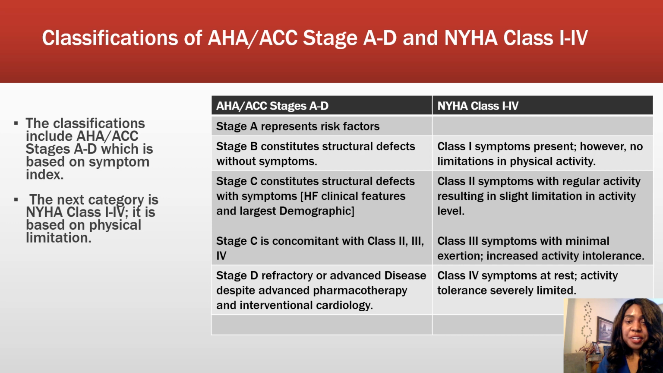NYHA 1 to 4. Class 1, symptoms are present, however, no limitations in physical activity. Class 2, symptoms occur with regular activity, and this results in slight limitation in activity level. Class 3, symptoms are present with minimal exertion, and there's increased activity intolerance at this level. Class 4, there are symptoms at rest. Activity tolerance is severely impaired, or there is no activity at all.